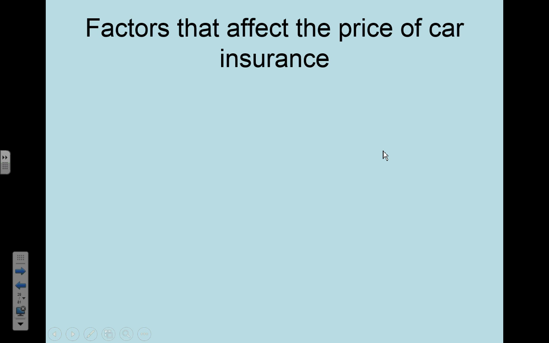There's a number of things that affect the price of car insurance. Some of these things you cannot change. Okay, things like your age. Younger people pay more for car insurance. Really, the age of 25 is when your insurance drops considerably, but younger people are going to pay much, much more for car insurance. The gender makes a difference. Females, at least up until about age 25, are cheaper to insure than males. Males will pay more.